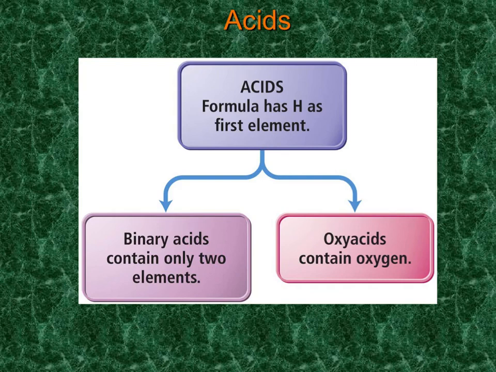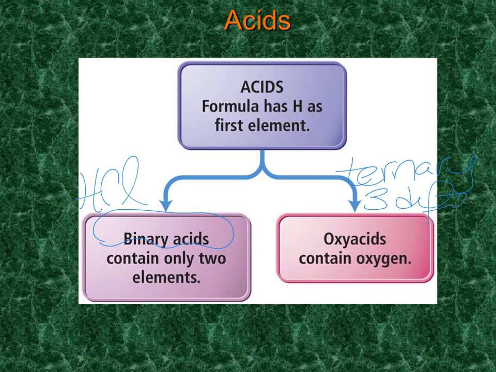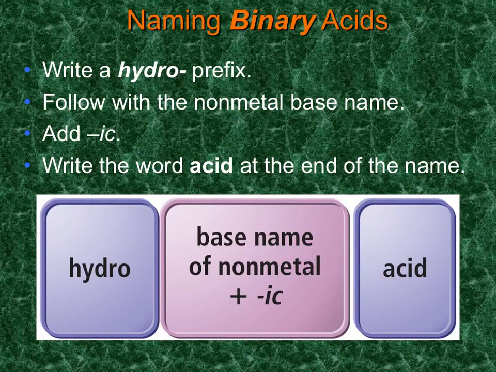There are two types of acids which we're going to be learning how to name. There are binary acids, which contain only two different types of elements. That would be like HCl, for example. Then there are what we call ternary or oxyacids, which contain three different types of elements. The third element is oxygen, and there is a different set of rules we use for naming oxyacids. We're going to talk about naming binary acids first. They're the easier ones to name.